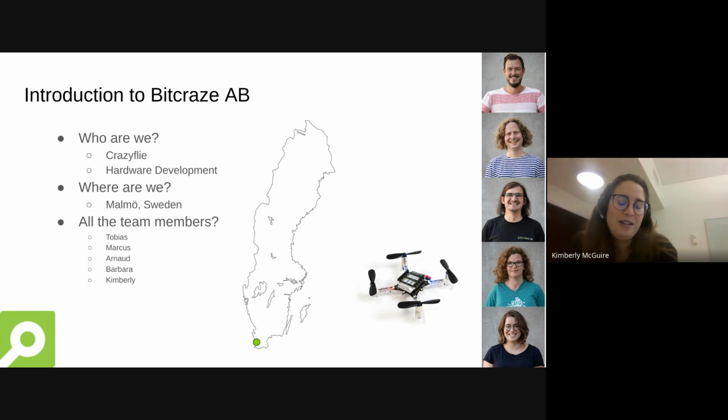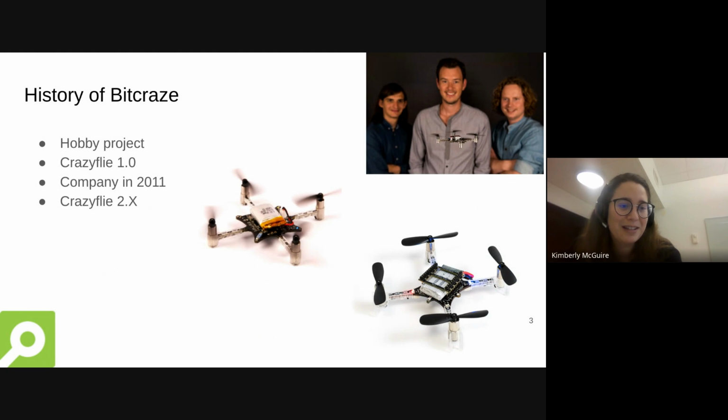We consider ourselves mainly a hardware development platform company, but we also maintain the open source firmware and the open source software that runs on the computer to work with the Crazyflie. We're located in Malmö, Sweden, where it's currently 4 p.m. in the afternoon. We're now 5 team members: Tobias, Marcus, and Arnaud, the 3 founders of the company, then Barbara and me, Kimberly. We're going to have 2 new team members in the coming months, which will be exciting.